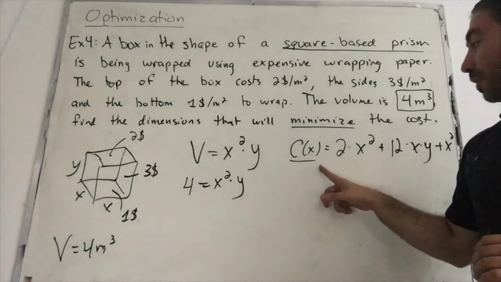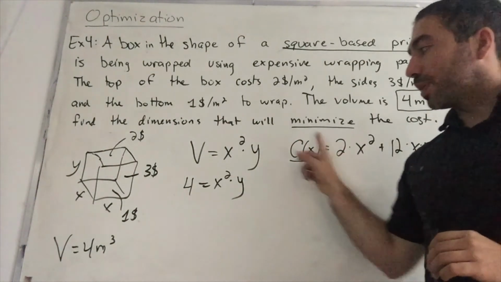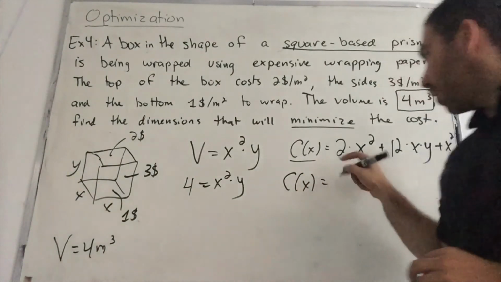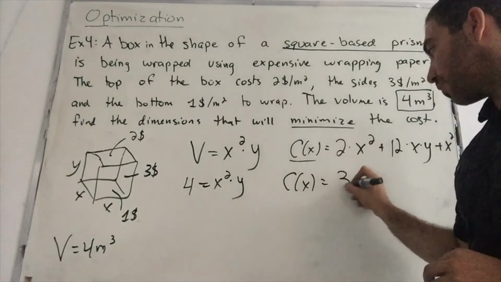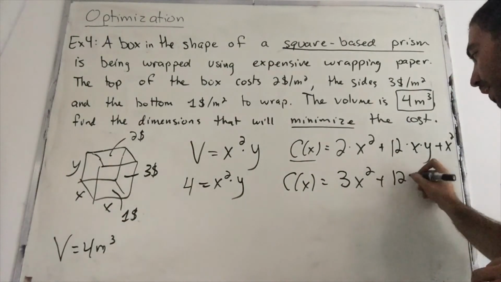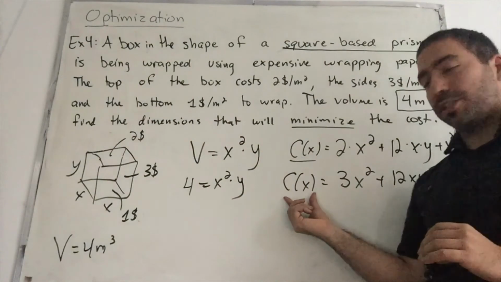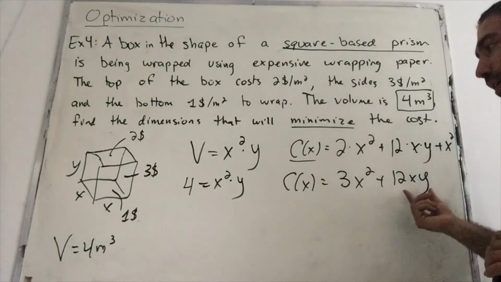Okay. So since this is the function which we're going to take the derivative of, let's just simplify it. C of x equals, we have 2x squared plus x squared, that's 3x squared, plus 12xy. The issue is that it's not written solely in terms of one variable. We wanted to express it solely in terms of x. Here we have a y. How do we fix that?